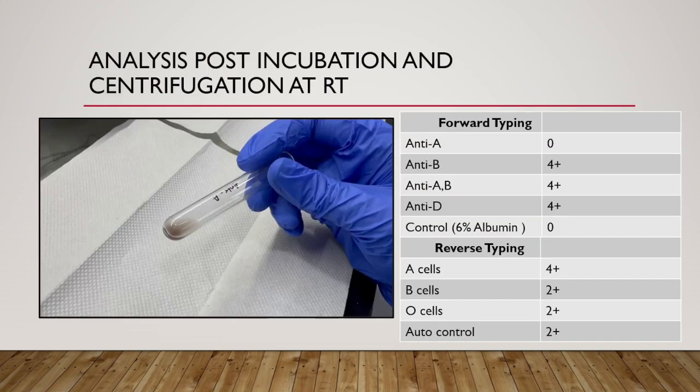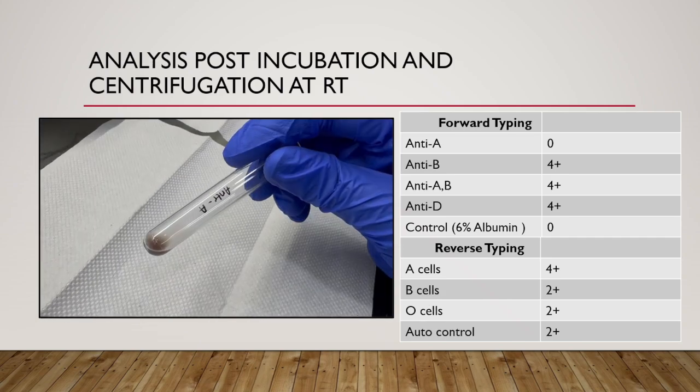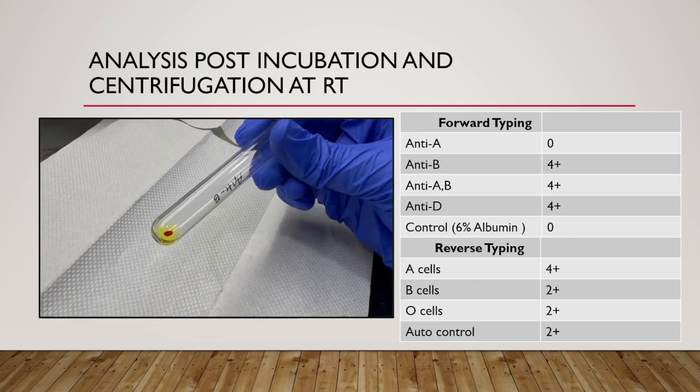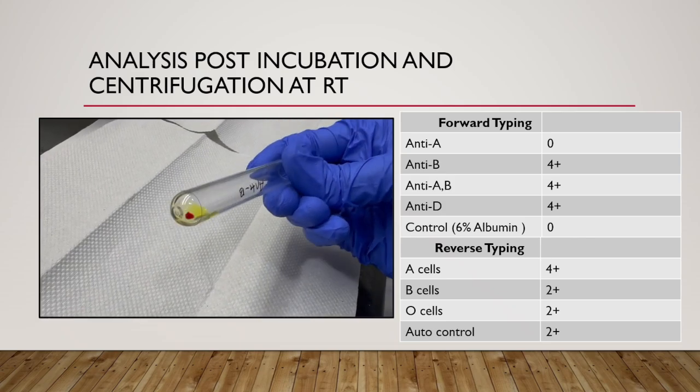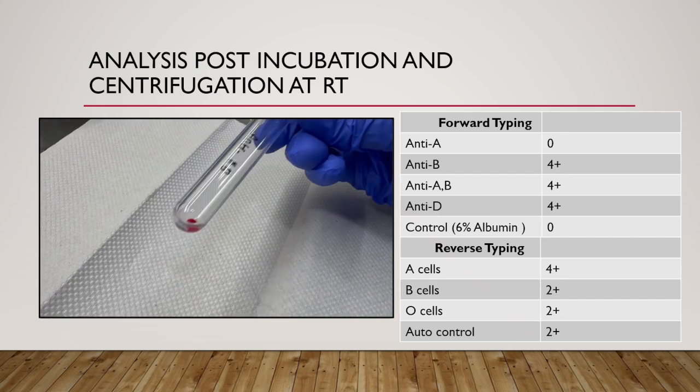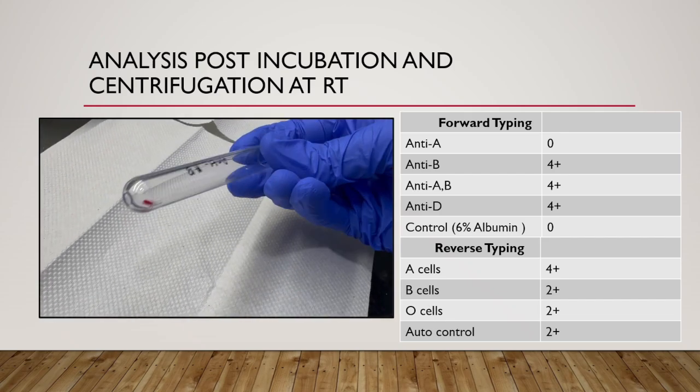Now we will be proceeding with the testing initially at room temperature, as we have mentioned before. We have mixed the contents in the respective tubes, and we have kept it for incubation for 15 to 30 minutes, followed by centrifugation also. And now we will be analyzing the results we have obtained. Here we can see that in forward grouping, in the tube of anti-A, there is no reaction. In anti-B, there is a clear-cut 4 plus agglutination reaction. In the tube of anti-AB also, there is a 4 plus agglutination reaction.